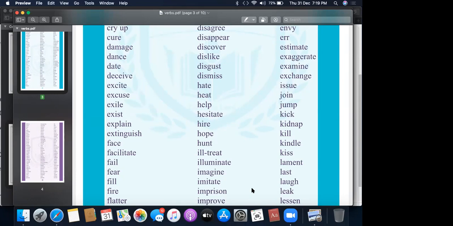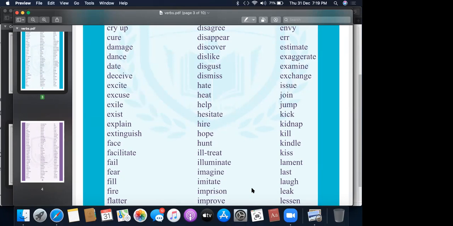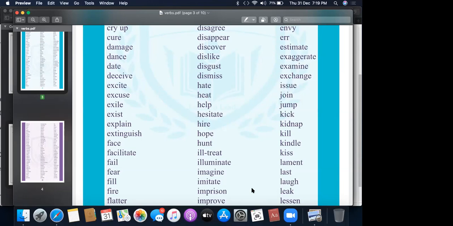You must respect the elder. Must you respect the elder? You mustn't respect the elder. You must improve yourself. Must you improve yourself? You mustn't improve yourself. Correct. They must burn the desire. Must they burn the desire? They mustn't burn the desire. You must read the newspaper. Must you read the newspaper? You mustn't read the newspaper.